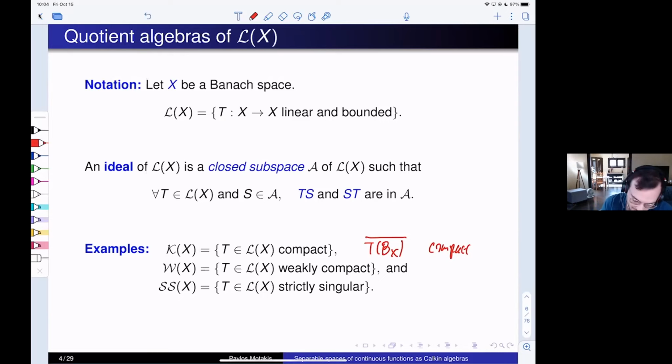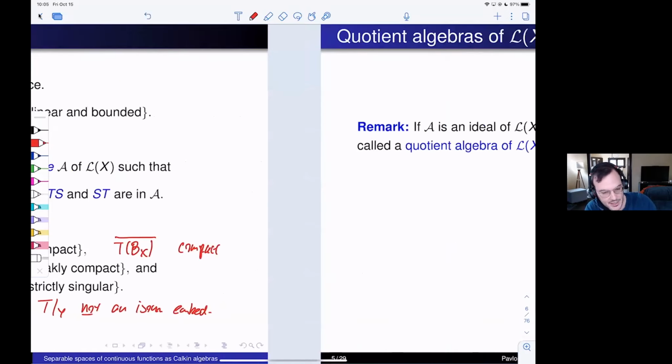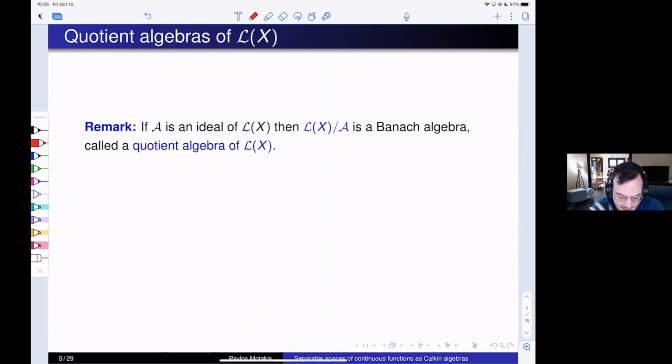An operator is called strictly singular, if you don't remember, let me remind you, if for any infinite dimensional subspace of the domain, when I restrict the operator to the subspace, this is not an isomorphic embedding. So not only is T not an isomorphism, which would be singular, it is not an isomorphic embedding, not even that, and never is its restriction to an infinite dimensional subspace an embedding either. So then we say it's strictly singular.